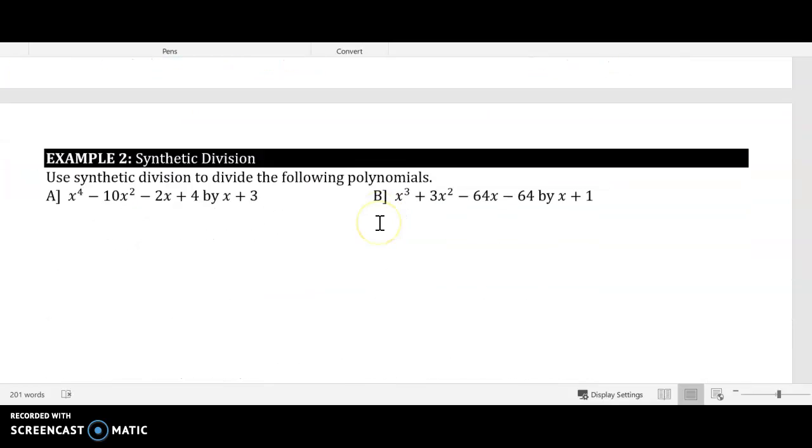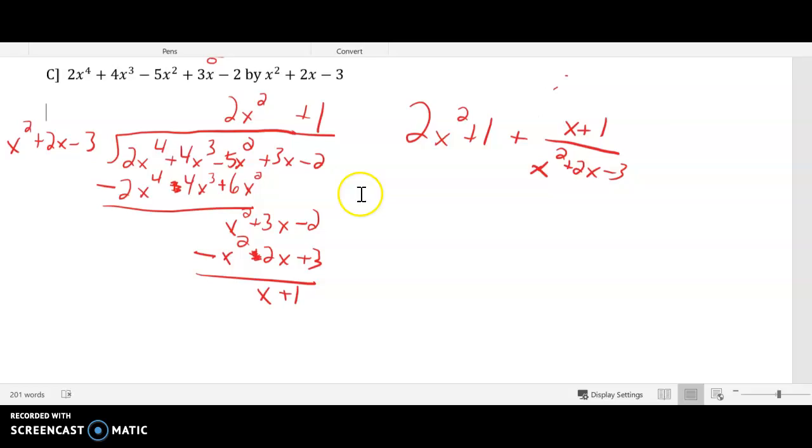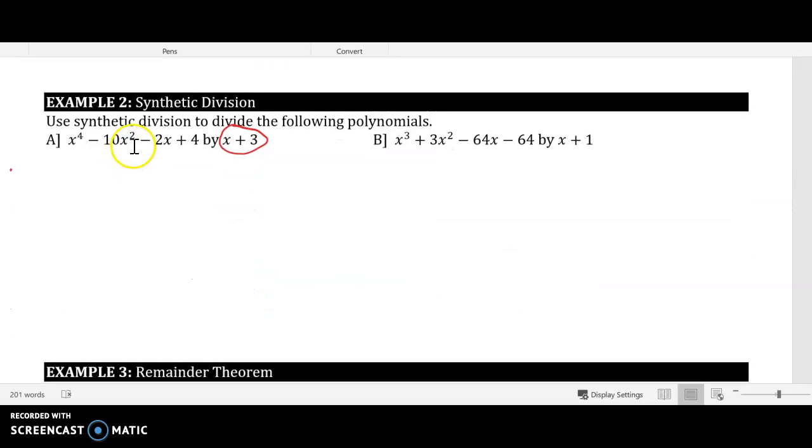Now we're going to get into synthetic. So synthetic can take longer to set up, but it can go much quicker. You need to see what you're dividing by, and it needs to be either a linear factor or multiple linear factors. You can't divide this. So for letter C, we couldn't do it with synthetic. We'd have to use long division.